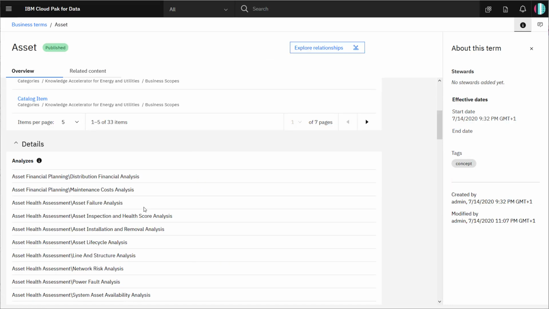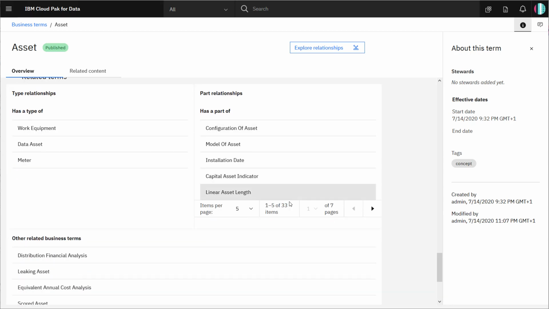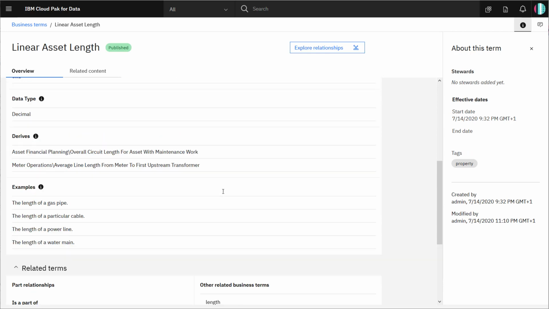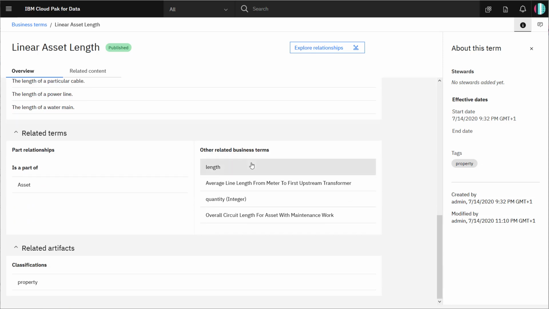Concept terms can be defined as part of relationships to property terms. In this case, there are 33 such terms. Property terms are used to describe a concept and relate concepts together. Let's look at some of these in more detail. Linear asset length of the asset. Note the tag and classification identifying this as a property term. Its data type is decimal, and that linear asset length is a part of asset.